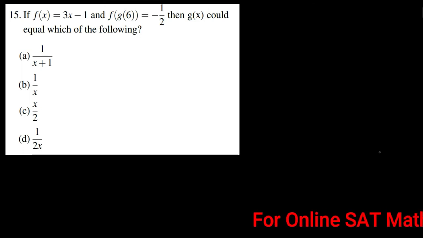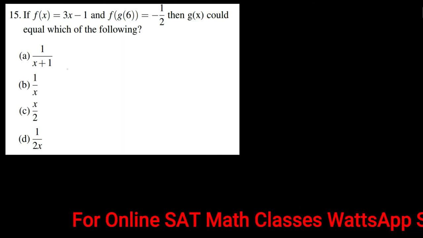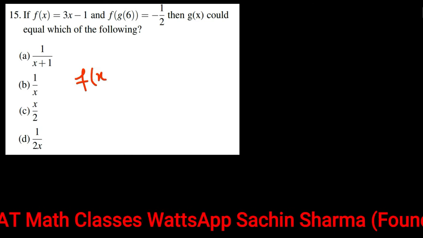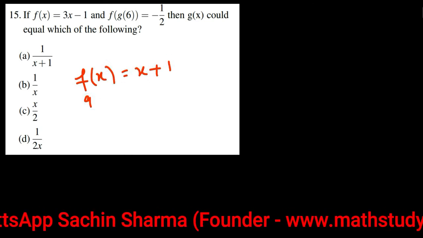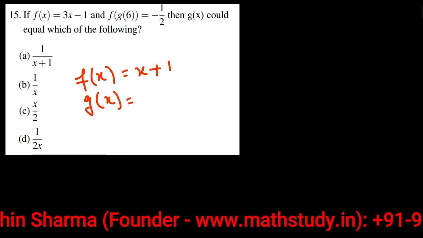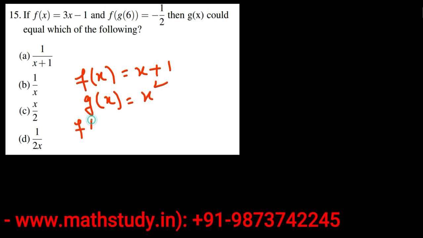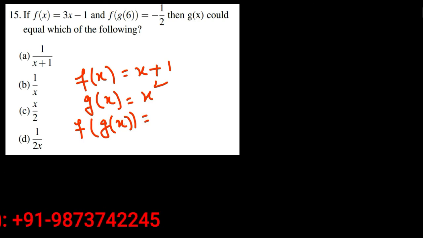Here we have a question where f of x and f of g of 6 are given, right? This is basically the concept of composition of functions. Let us discuss this concept first. So let us assume another function so that you will be able to understand this concept. Let us take another example. Let us say f of x equals x plus 1 and g of x equals x square. So if we have to find f of g of x, then what will we do?